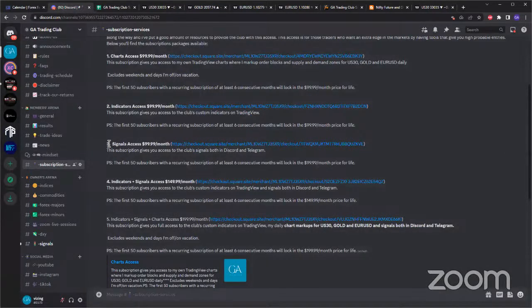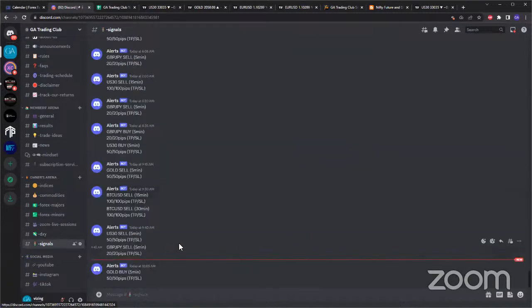There's also Signals access. This was available to you guys for like 2 months or so. You'll have Signals access in the Discord and also Telegram. And there are definitely Telegram copiers out there that can copy some of these signals to your MT4 automatically. We get like 30 or 40 signals a day, or let me just say on average at least 15 signals a day.